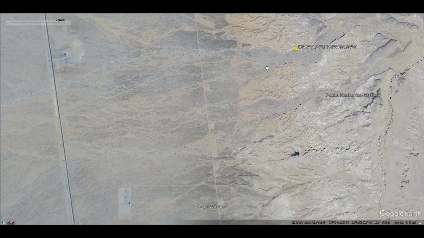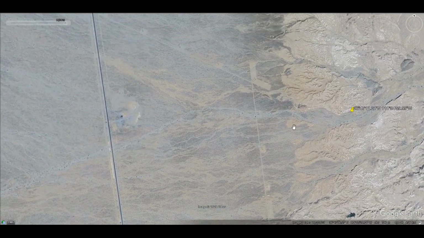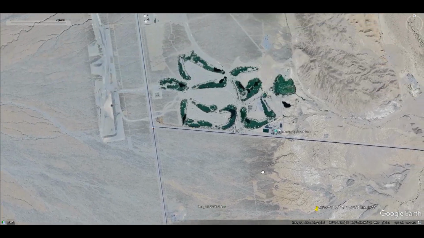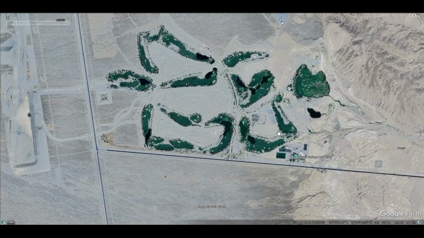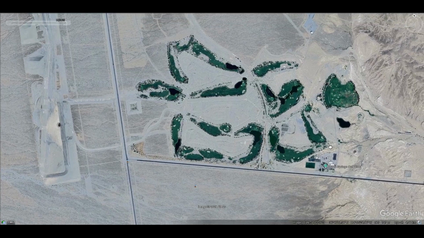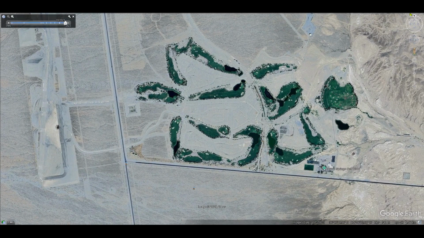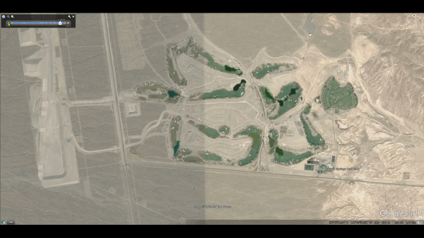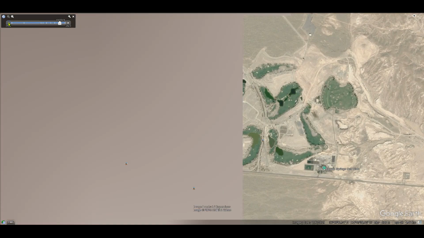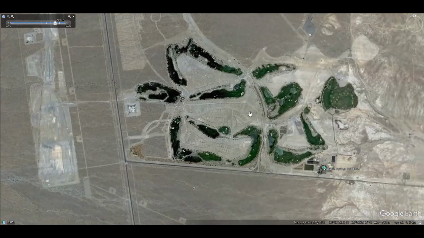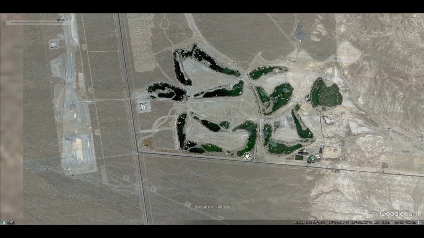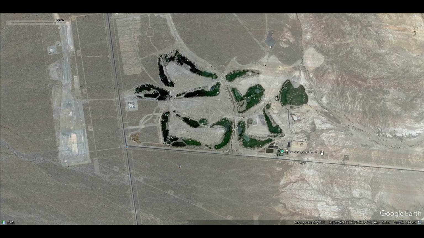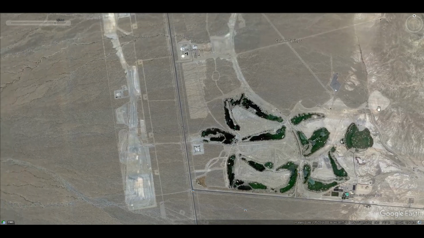There's also a place in Nevada called Coyote Springs. I've already made a video about that place and someone asked me what I actually saw there. Well, at first glance I see a golf park there. But there's something else that we saw in Las Vegas.